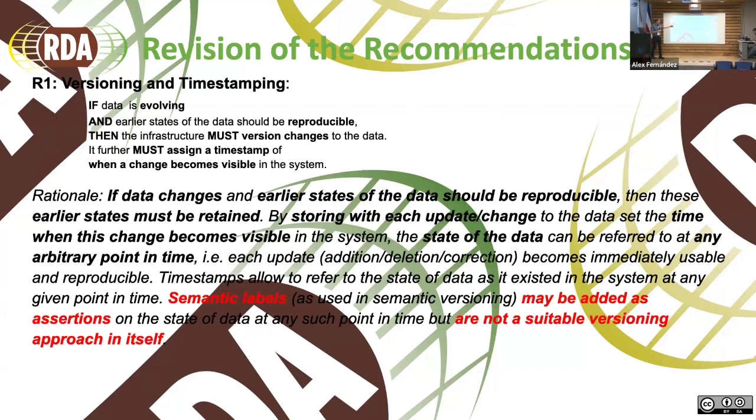If data changes and earlier states should be reproducible, then the states must be retained. By storing with each update and change to the data the time when this becomes visible, the state of the data can be referred to at any arbitrary point in time. Timestamps allow us to refer to data as it existed. Semantic labels, as used in semantic versioning, may be added as assertions on the state of data at any such point in time, but are not a suitable versioning strategy in themselves.